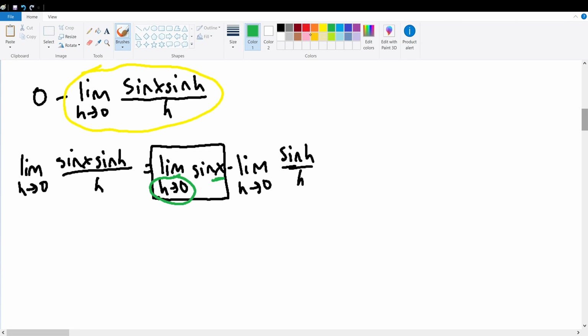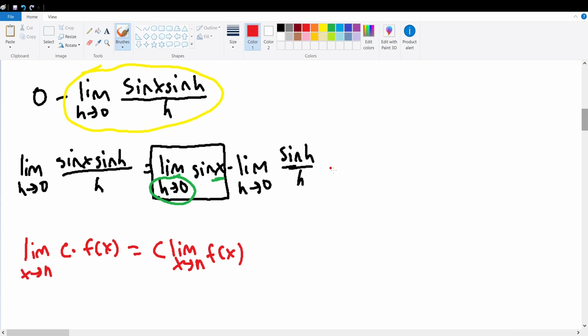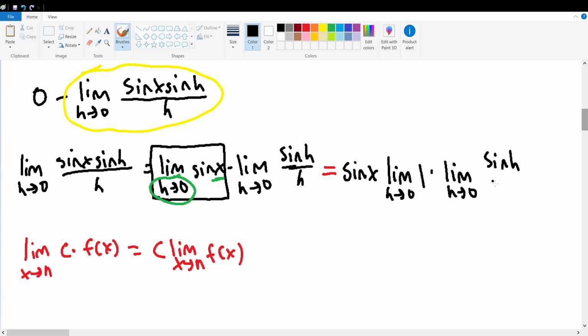And we know from a limit property, once again, that the limit as x goes to any number n of a constant c times our function f of x is equal to, if we take the constant out of the limit, c times the limit as x goes to n of our f of x function. Therefore, since sine of x in this case is our limit's constant, this will then be equal to the sine of x function times the limit as h goes to 0 of 1 times the limit as h goes to 0 of sine of h over h.